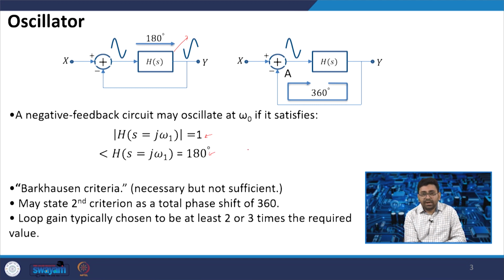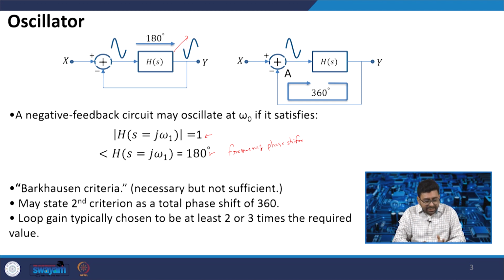So, this is called a frequency phase shift, and this is a DC phase shift. So, the total phase shift should be 360 degrees. Either it should have a total phase shift of 360 degrees, or the frequency phase shift is 180 degrees, in addition to the minus sign which is a DC phase shift of 180 degrees, making 360 degrees. You all know this is a necessary but not sufficient condition, that is the Barkhausen criteria.